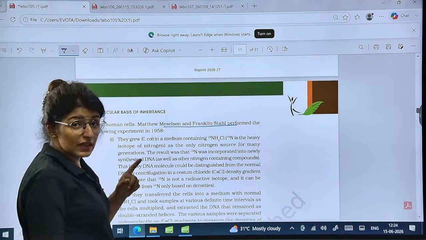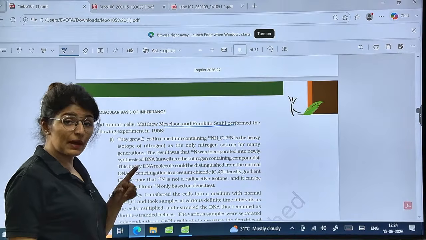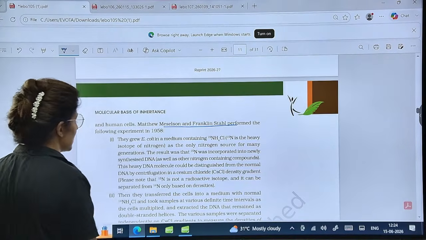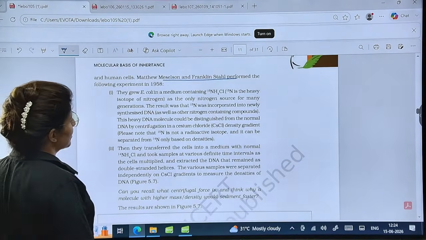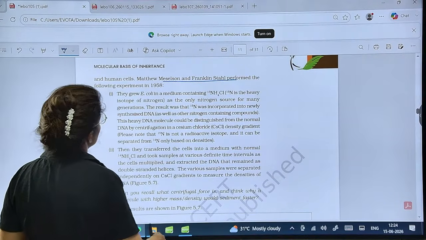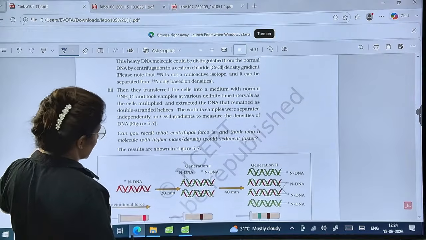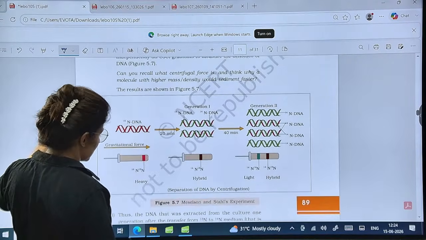But not in case of eukaryotes. In eukaryotes, the semi-conservative nature was explained by Taylor in Vicia faba. Is that clear? What is the name of the experiment here? The name of the experiment here is the cesium chloride density gradient centrifugation method.